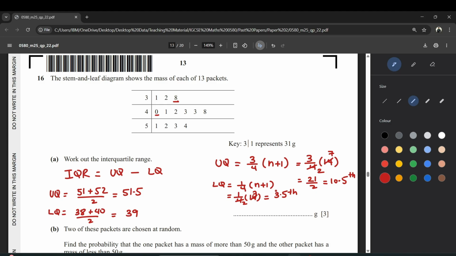Okay. So now the interquartile range would therefore be 51.5 minus 39. Okay, so let me calculate over here. So that will be 5. This is 4. This is 11. 11 minus 9 is 2, and that's 1. So that will be 12.5.